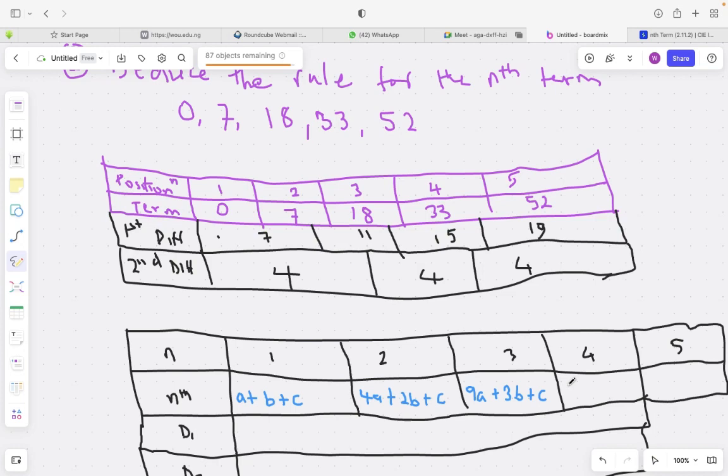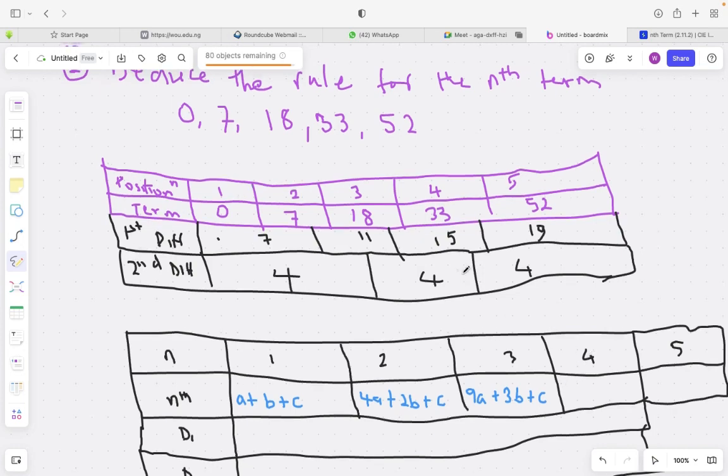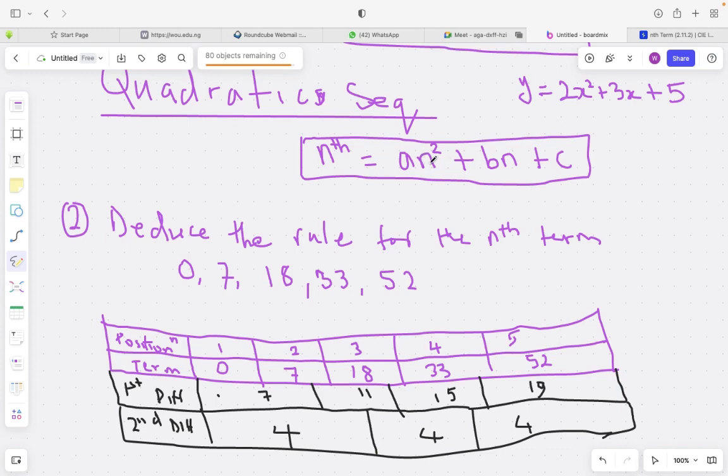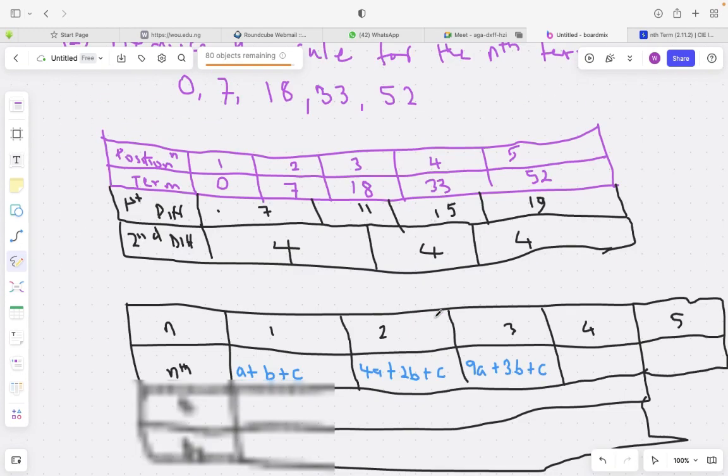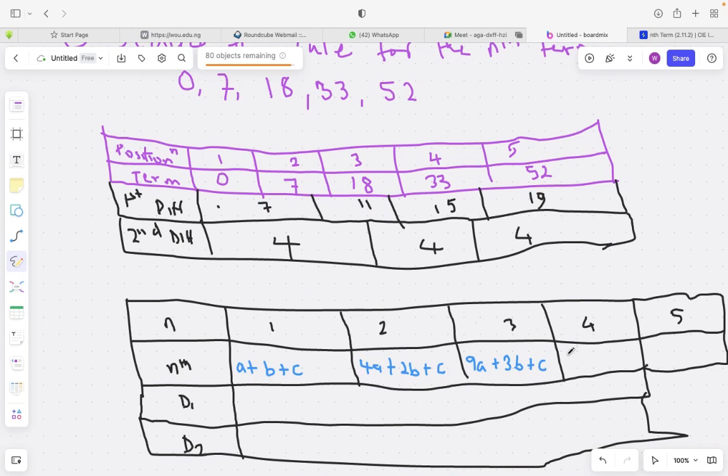So for this one, n is 4. 4 squared from the formula. I'm squaring that from the formula. 4 squared is 16. 16 times a, I have 16a, plus 4b, because n is 4, plus c.